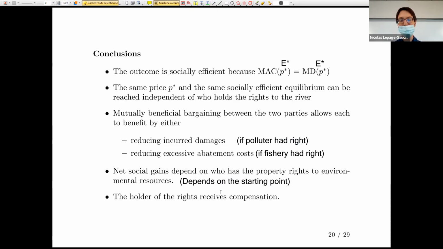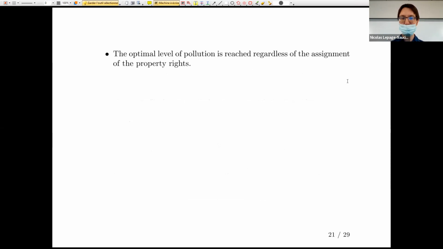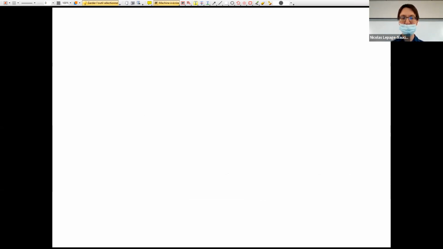Yeah, and also what changes, of course, is that somebody is going to be much happier than the other. So if you receive the right, you receive the right plus money, so you get compensated. So the theorem just says that we always get to an optimal solution. But what are the conditions for the theorem to work? The optimal level of pollution is reached regardless of the assignment of the property rights.